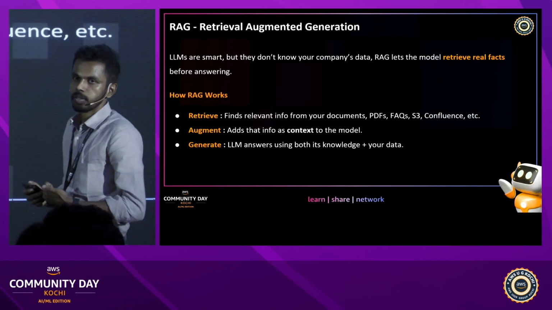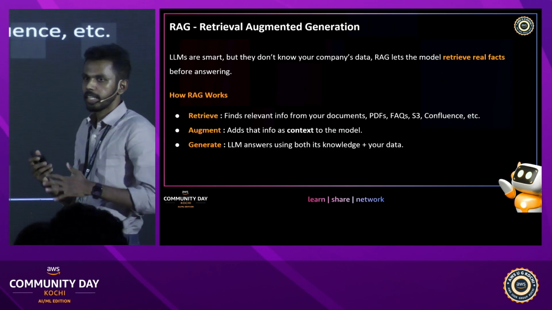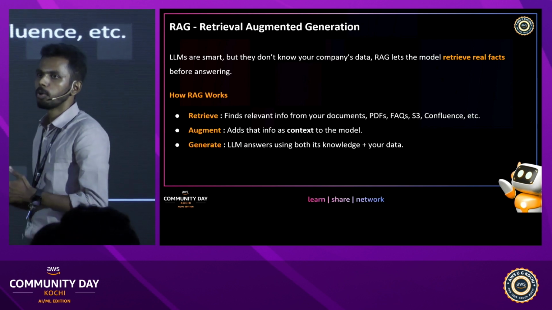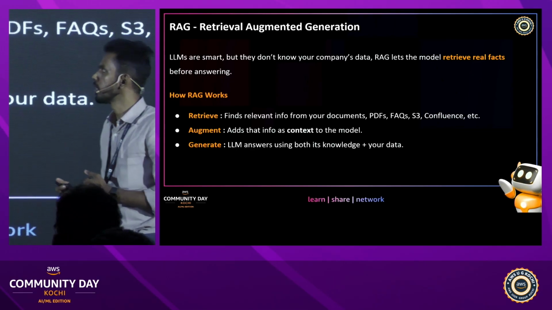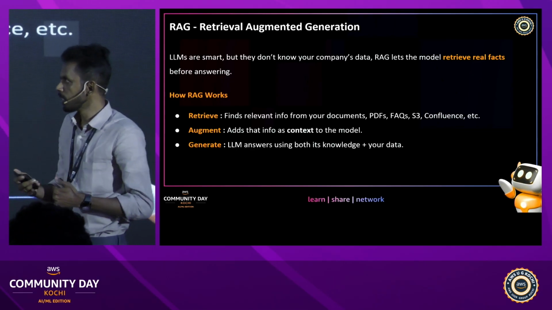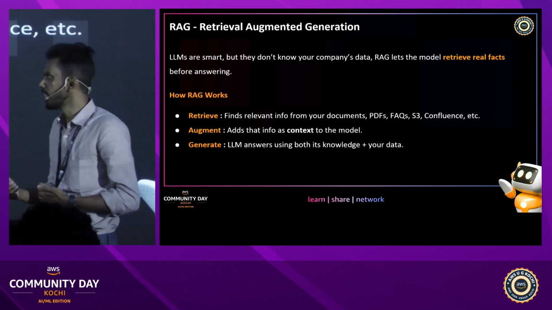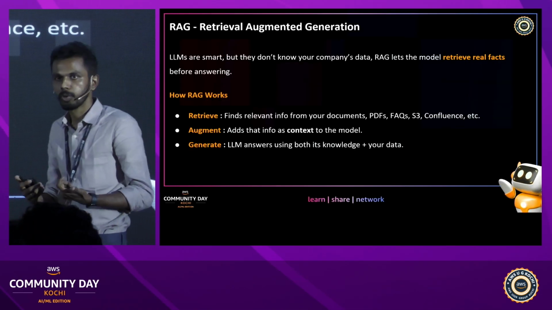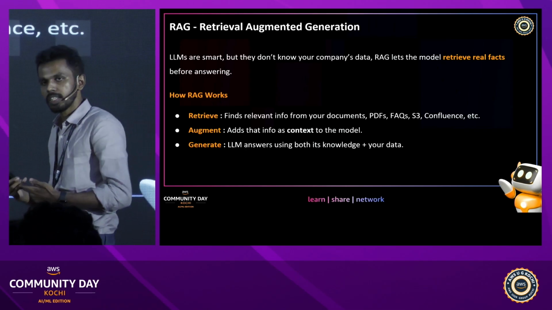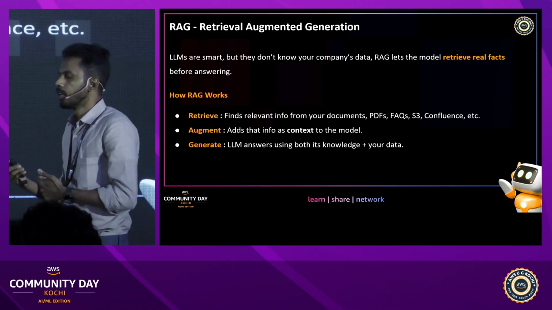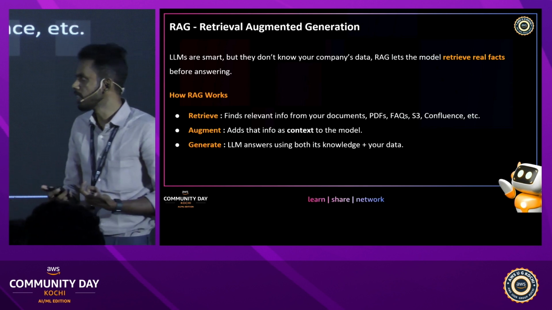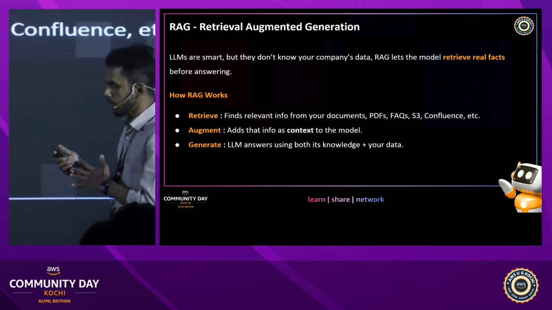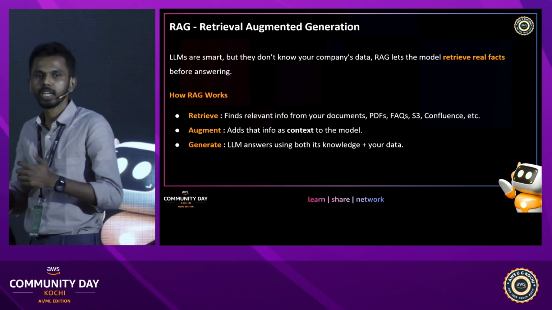So now let's talk about RAG, or Retrieval Augmented Generation. As I said, LLMs are smart, but they don't know about your own specific data. So RAG solves this by letting your model know about the real facts behind it with the associated knowledge base before answering the query. RAG works in 3 simple steps: retrieve, augment, and generate. In the retrieve step, the system finds the relevant information from your documents residing in S3, Confluence, SharePoint, everything. In the next step, augment, it adds the relevant context retrieved from the previous step to the prompt, and it is sent to the model. And in the final step, generate, the LLM answers using its own knowledge plus the retrieved context. So the response given by the LLM would be much more accurate and grounded in your own specific data.